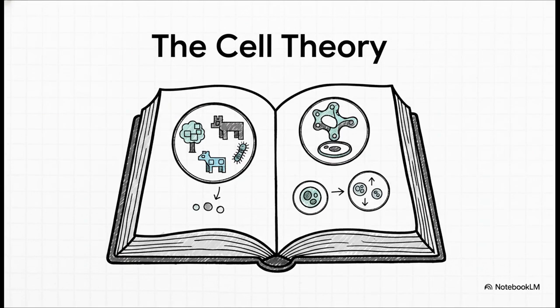And eventually, all these discoveries led to what we call the cell theory. Now, this is basically the rule book for all of biology. It's super fundamental. 3 simple rules. 1, if it's alive, it's made of cells. 2, the cell is the most basic unit of life you can get. And 3, you can't just magic a new cell into existence. They have to come from other cells.